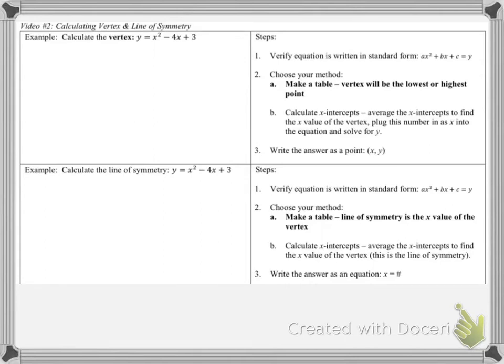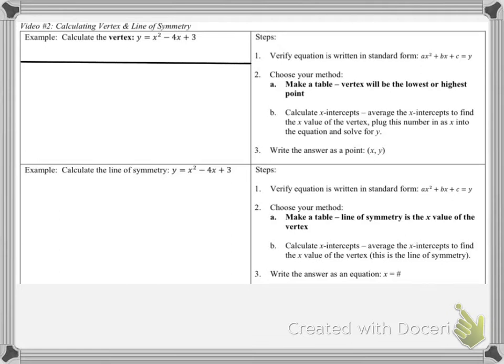One way to calculate the vertex and line of symmetry will be focused on this first screen, and then we'll focus on another method on the second screen. I have bolded in the directions what method this is going to be. So we are going to set up a table. Again, not the only way. This is one of the ways.